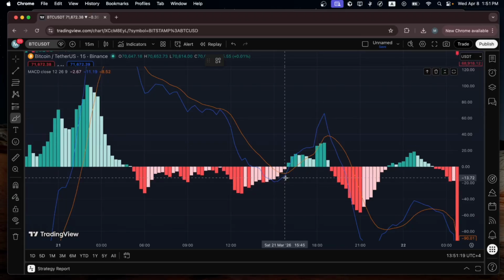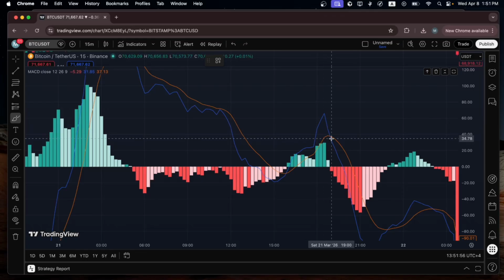When the fast moving average crosses over the slow moving average, the bars become green. This represents the upward movement in the price. Also, when the fast moving average crosses under the slow one, it represents the downward movement in the price. As you can see here, it's represented also by the red candles.